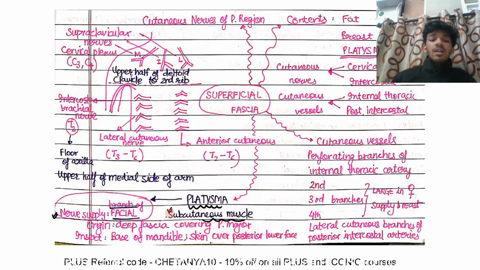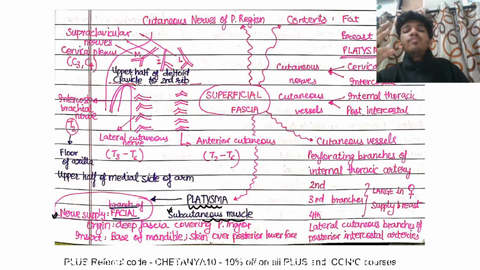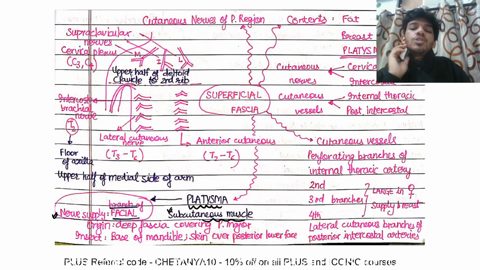It is a subcutaneous muscle and its origin is also fascial. It takes its origin over the deep fascia which is covering the pectoralis major, and it inserts onto the base of the mandible. It's covered by the skin over most of its surface, and it also inserts into skin on the posterior lower face, right? So it basically inserts here. So that's a little bit about your platysma muscle.